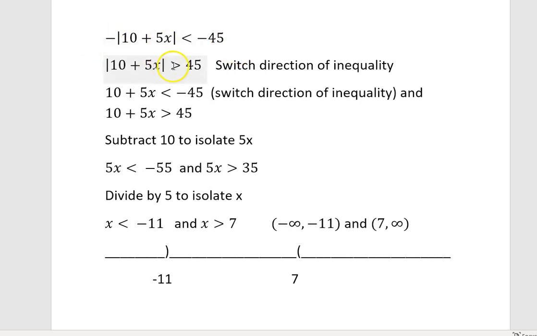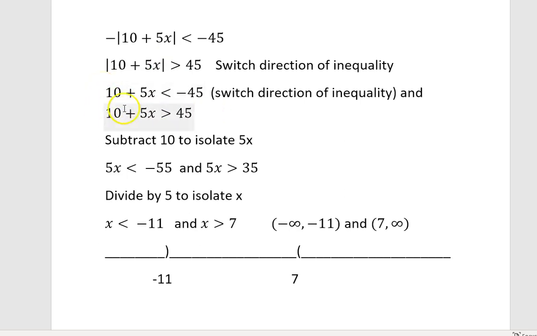Whenever we multiply by a negative number, you have to flip that inequality. So even before we start doing anything to solve this problem, beyond getting it down to the absolute value, I have to flip my inequality. All right, so this is now a greater than, not a greater than or equal to, but greater than, and now we're going to split it apart.